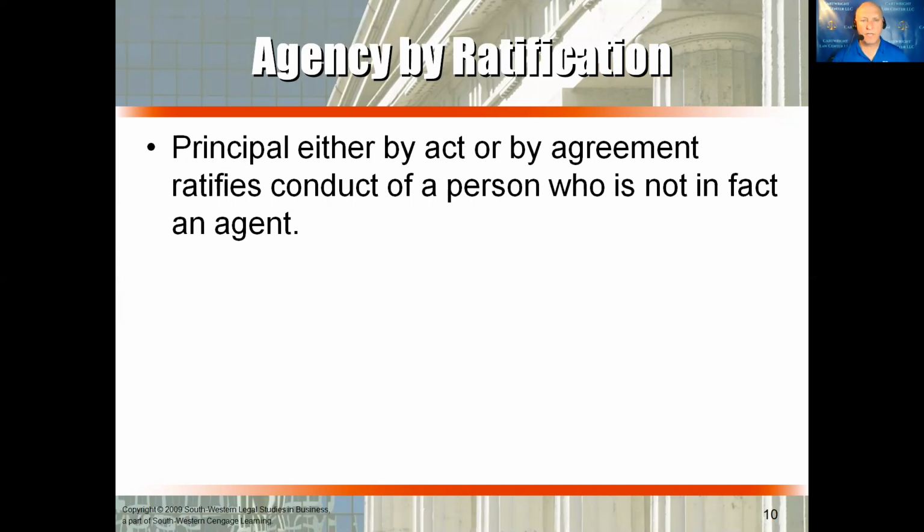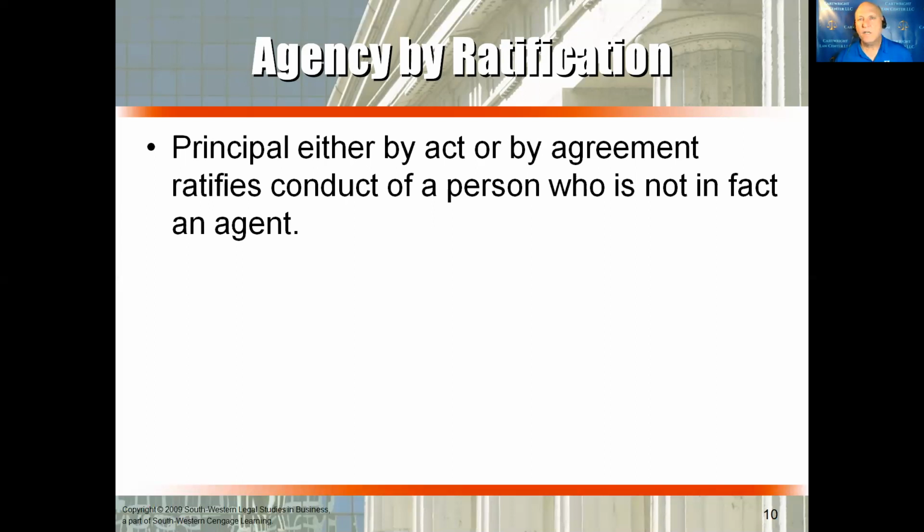Agency by ratification. To ratify something means to approve it or to agree to what previously occurred after the fact. After it already occurred, you agree to it. And the principal in an agency by ratification, either by their action or by agreement, will ratify the conduct of a person who wasn't supposed to be the agent but was acting in that way.